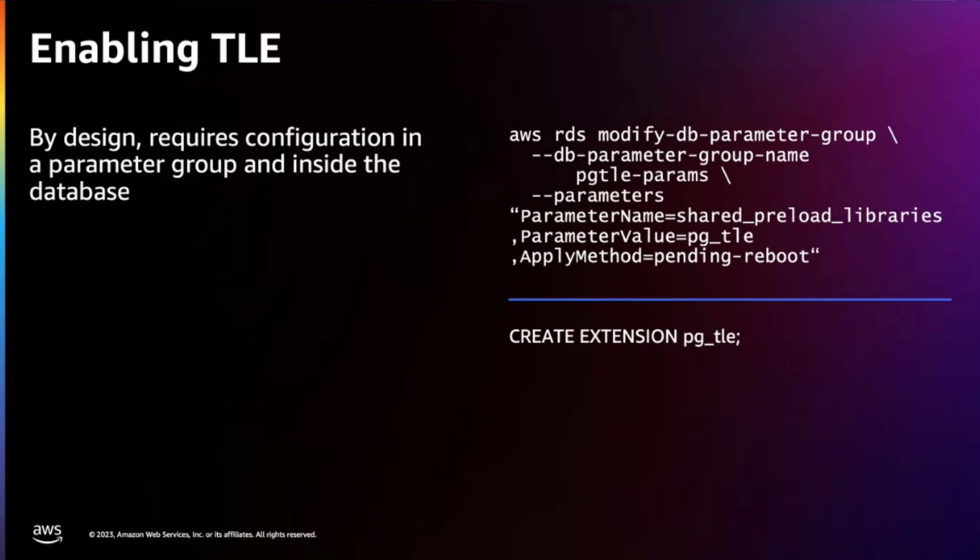On Amazon RDS and Amazon Aurora, you will need to grant a special role called pgTLE_admin to any user that you want to be able to install a pgTLE extension. We'll see that in the demo in a few slides.